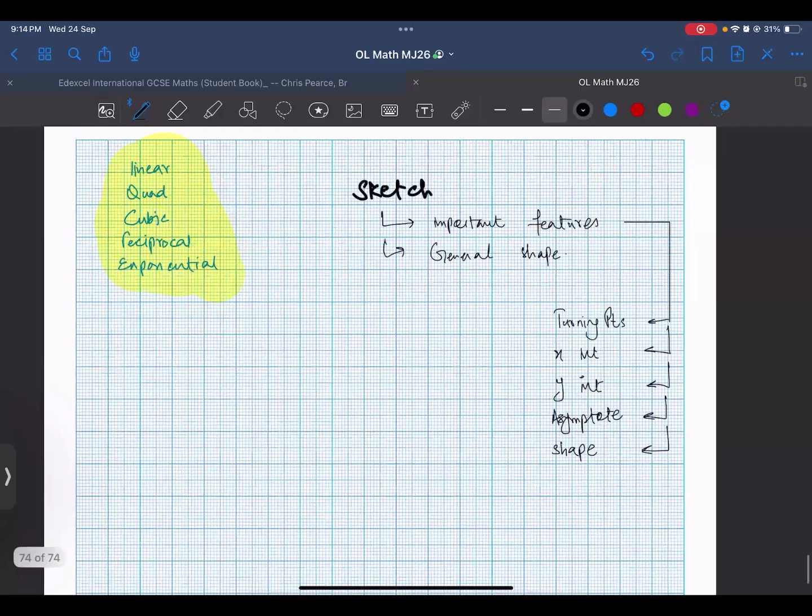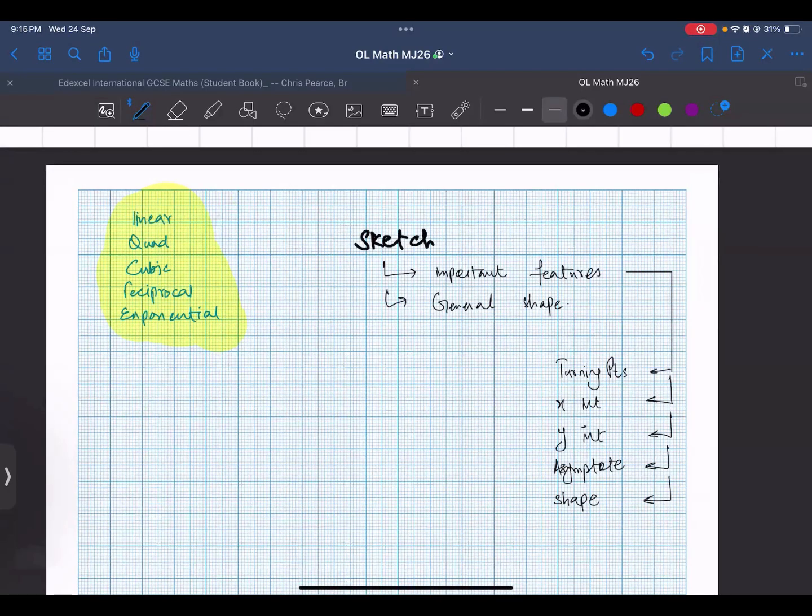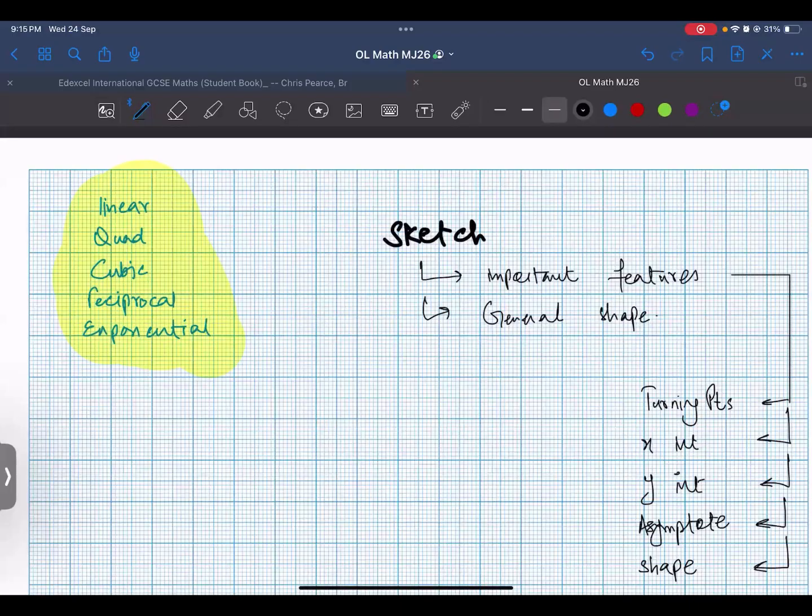Okay, and these are the 5 types of equations, 5 different shapes or types of equation that you need to learn how to sketch. So you need to also understand the general equations of each of them. General equation. So that you understand if the equation is given to you, you understand if it is linear, if it is quadratic, if it is cubic, reciprocal, or exponential.